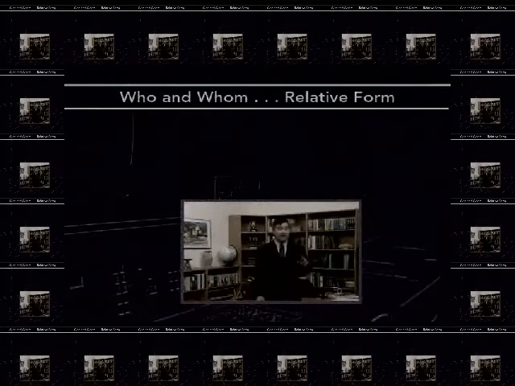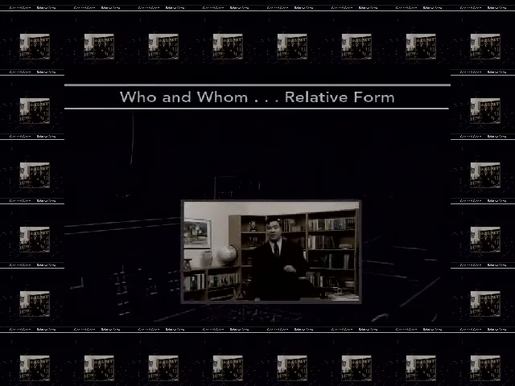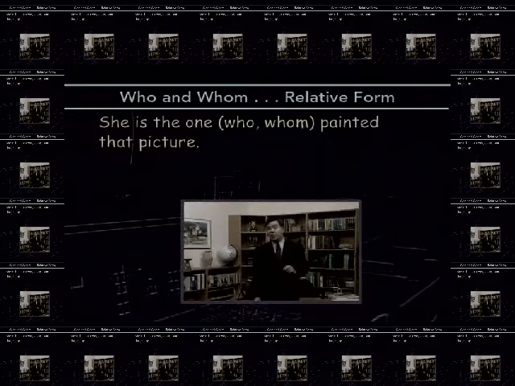So in both of these sentences where the who or whom pronoun is being used as an interrogative pronoun, once you find the verb and ask who or what is the subject, it's not too hard to see that in one case the pronoun is in the subjective case and in the other in the objective case. Now let's look at a couple of sentences in which who or whom is being used as a relative pronoun. In other words, to introduce a subordinate clause. Here's the first one. She is the one who or whom painted that picture.